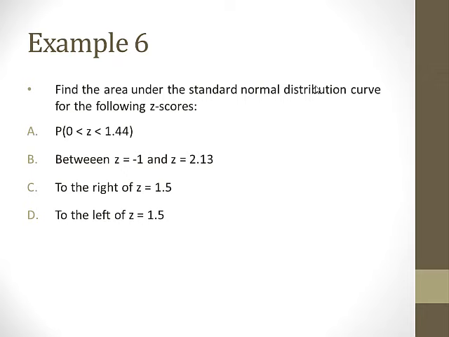Okay, again, pause the video, just getting practice putting these into the calculator. Find the probability that z is between 0 and 1.44, and part B, between -1 and 2.13, to the right of 1.5, to the left of 1.5.